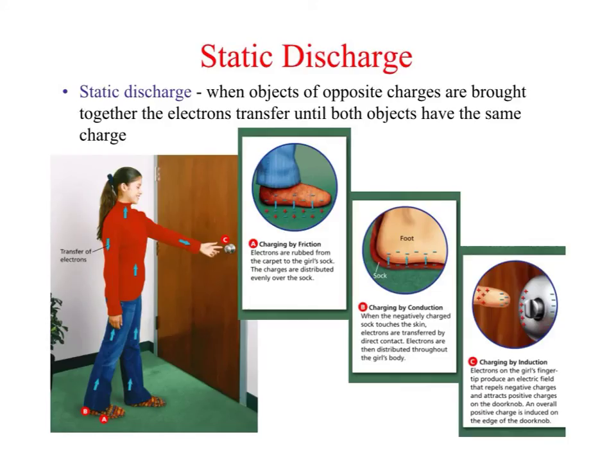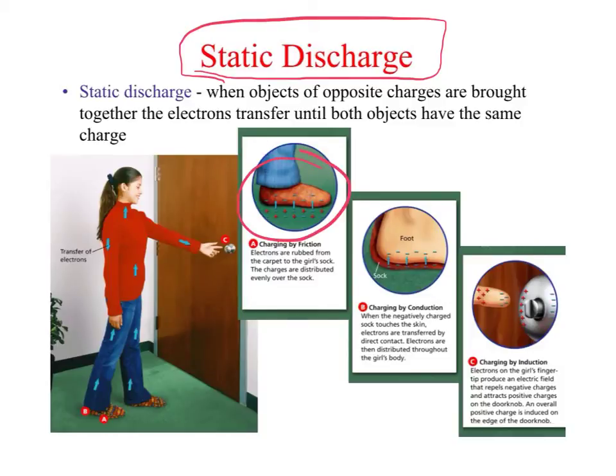Now, once an object builds up a charge, it can have a static discharge, and this means that it loses its charge really quick as the charges flow from one object to another. An example of this is rubbing your feet on the carpet and then shocking yourself by accident on a doorknob. So here's what happens. Step 1, by friction, rubbing your socks on the carpet would cause electrons to go onto your socks and into your body. So you become negatively charged.